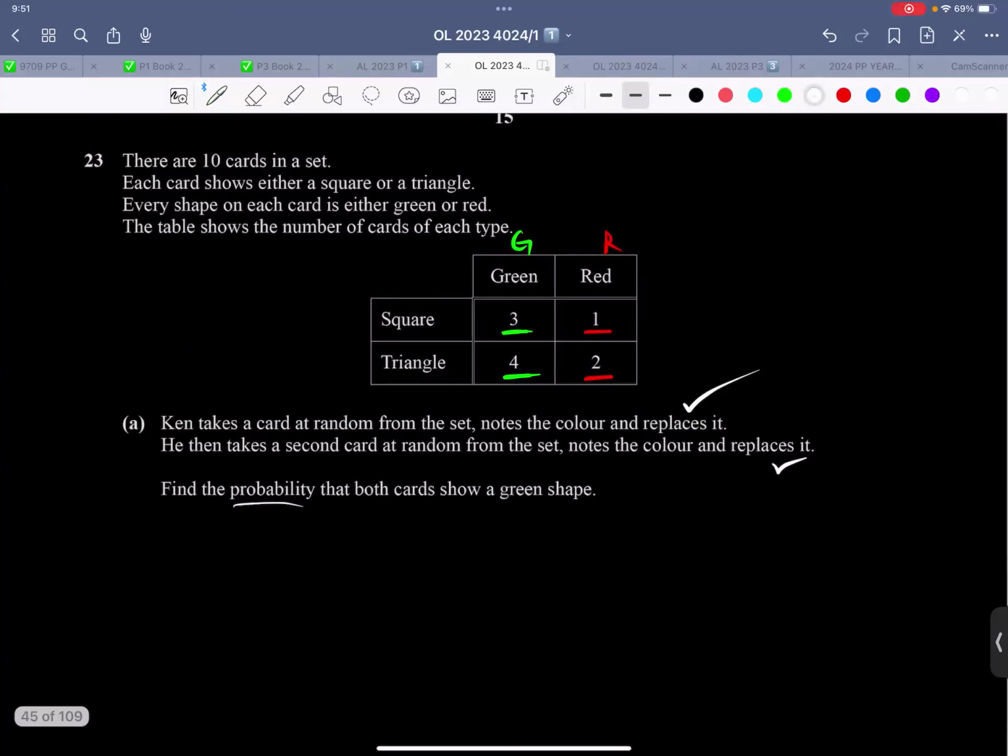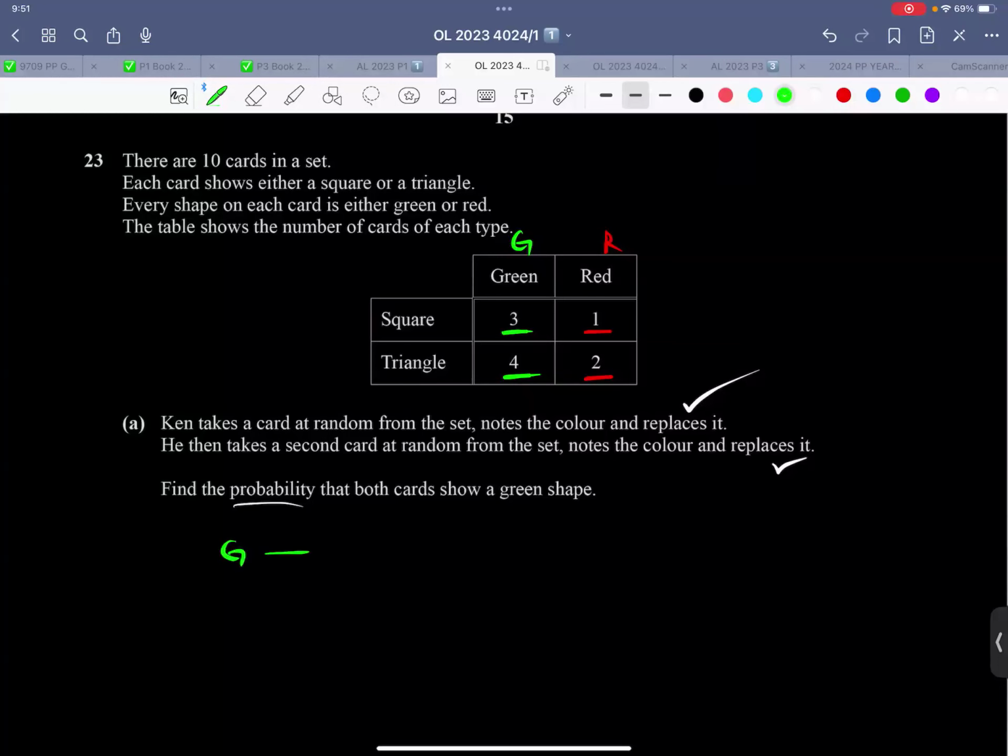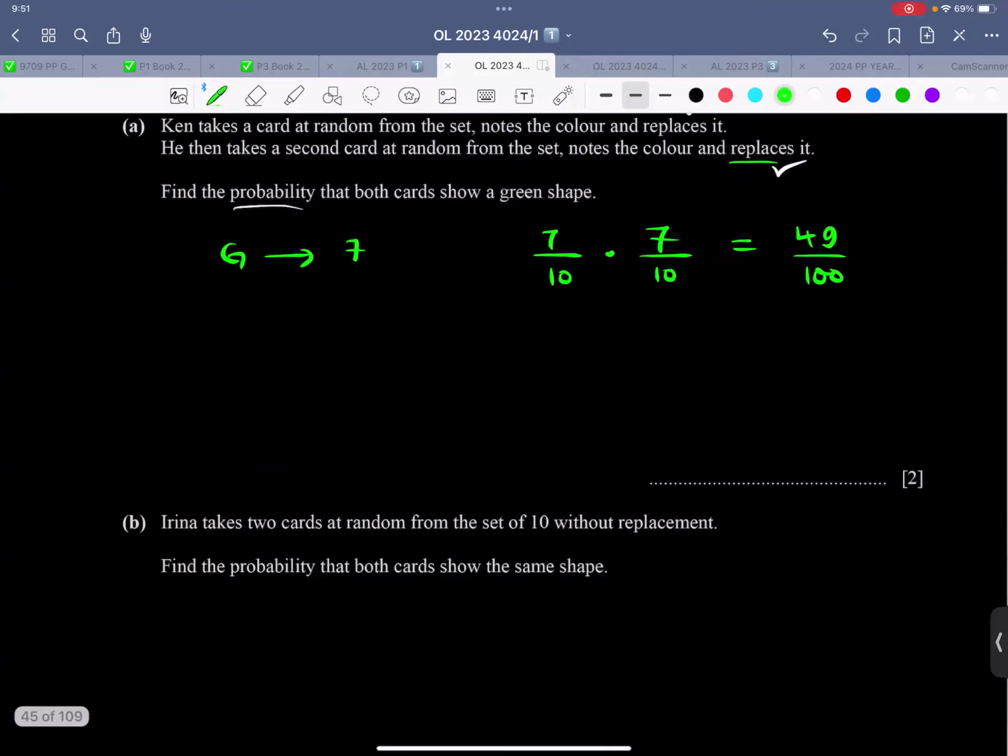Now both show green. The total green is 7. So therefore, green is 7 out of 10. And then the probability will again be the same, 7 out of 10, because it's with replacement. So that is 49 out of 100. There is nothing to reduce, so leave it as it is, 49 out of 100.